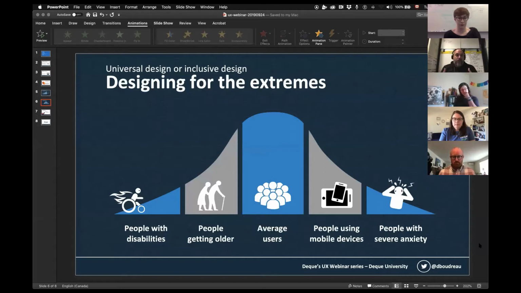We will pay attention to those needs first, knowing that people that are in the middle of that bell curve, the average users, people that are using mobile devices, people that are getting older, they will just naturally benefit from these considerations, just because by designing for those extreme cases, we are also accounting for the needs of those who actually don't struggle with the challenges we're trying to address. So that's kind of my high-level take on it.